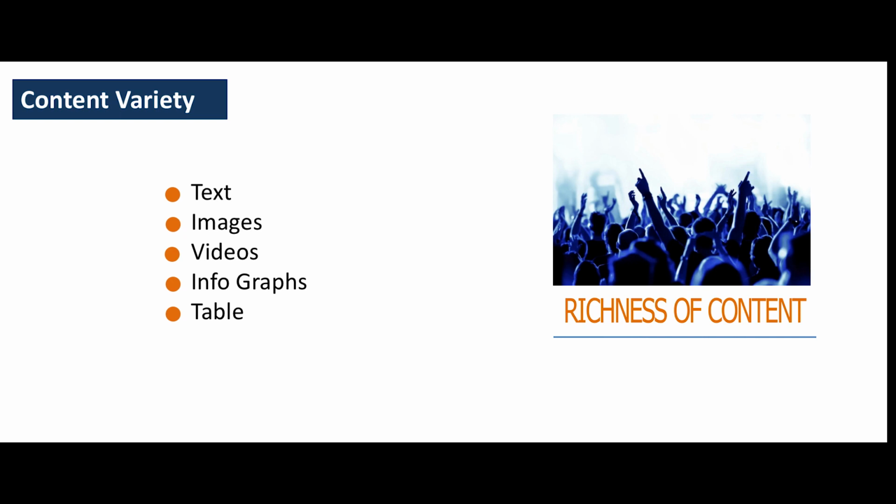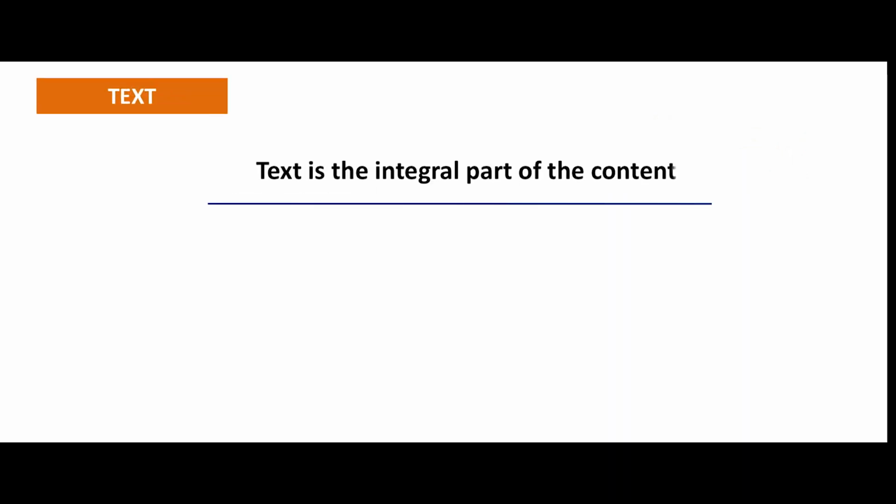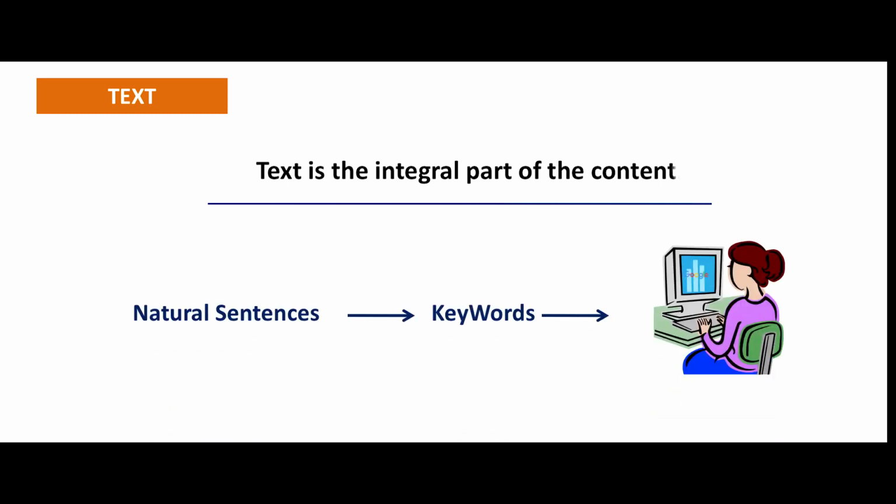When you blend different forms of content in a given web page, search engines also understand your content as rich content, and chances are there to beat your competitor on this front. Let us talk about these formats one by one. First, we have the text. Text is the integral part of the content. Try to write quality sentences in a natural way with the keywords that your prospects are using in the search engines. Then we have the images.